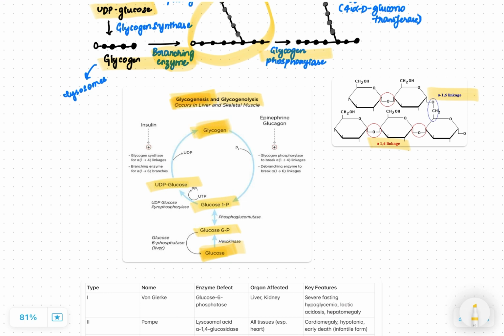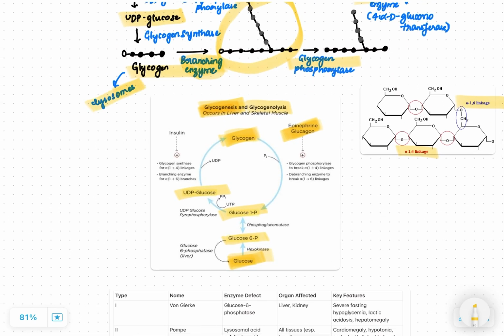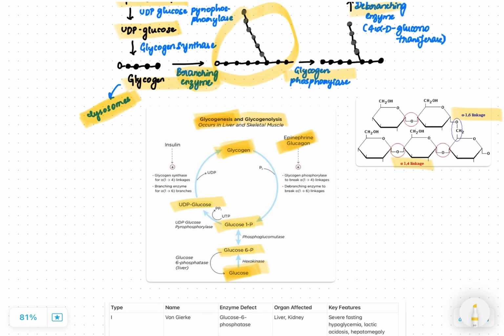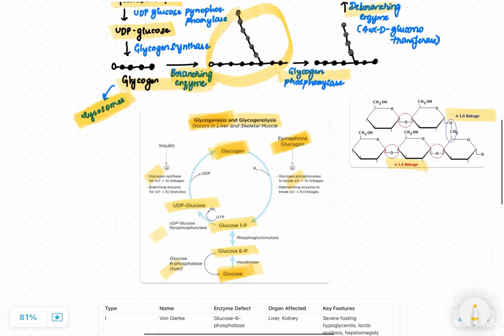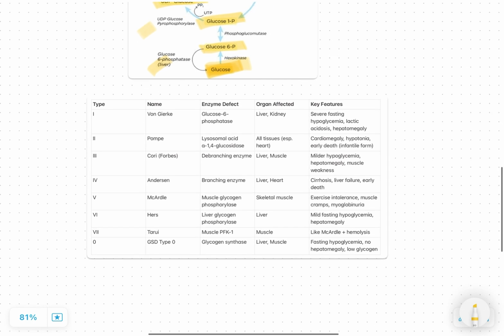And whenever there is a need for glucose, whenever there are low glucose levels in the body, the hormones epinephrine and glucagon will act and try to break down the glycogen into glucose. Glycogen can also be broken down with the help of lysosomes in the body. Whenever these enzymes are deficient or not working properly, glycogen storage disorders will occur.